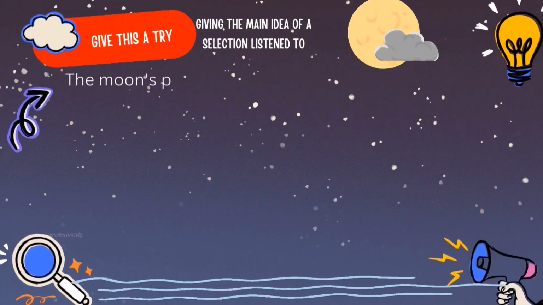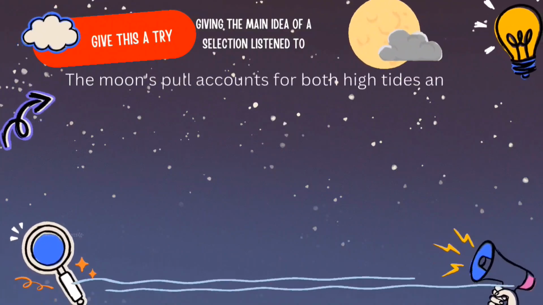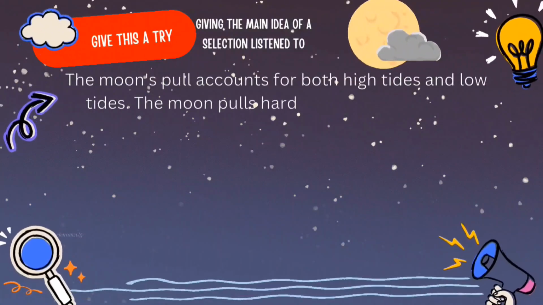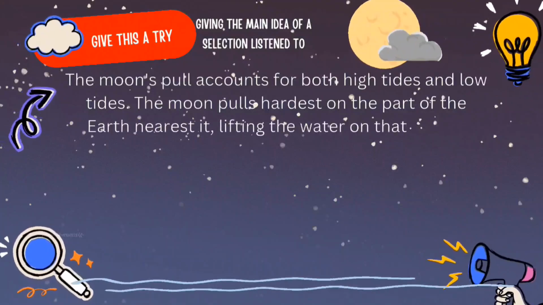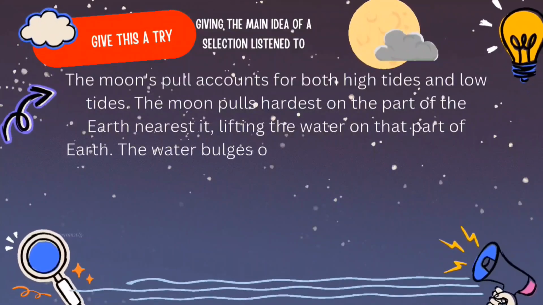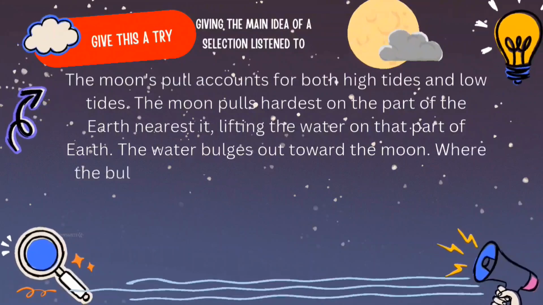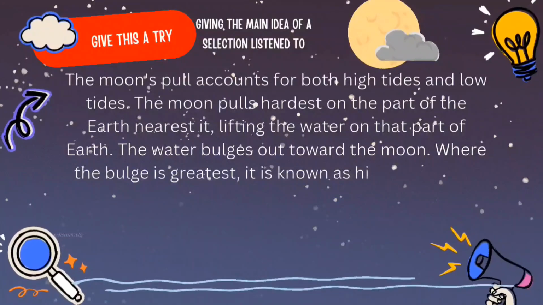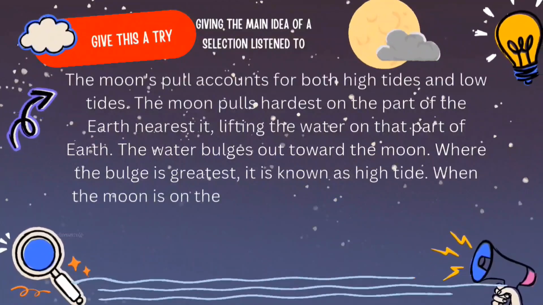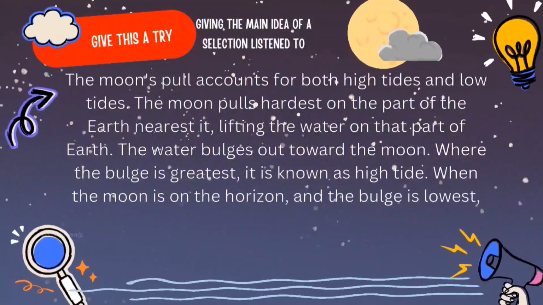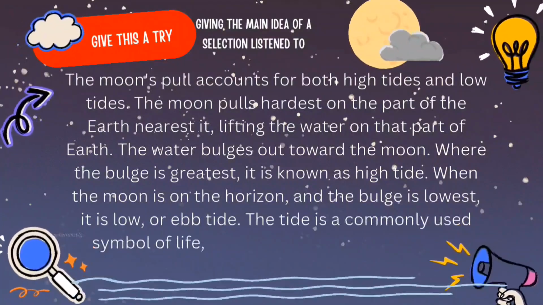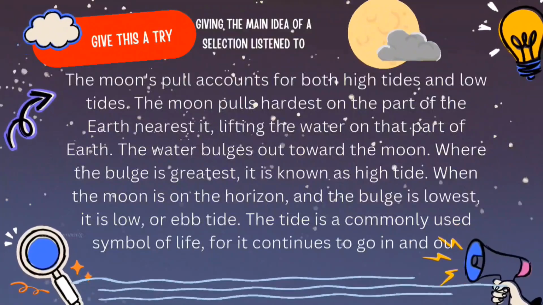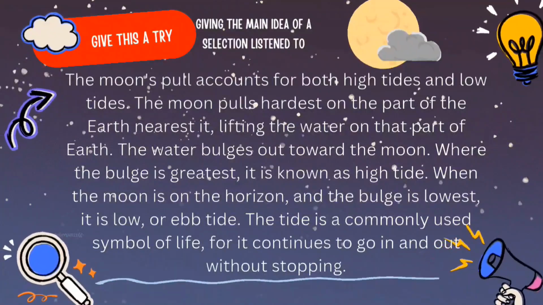The moon's pull accounts for both high tides and low tides. The moon pulls hardest on the part of the earth nearest it, lifting the water on that part of earth. The water bulges out toward the moon. Where the bulge is greatest, it is known as high tide. When the moon is on the horizon and the bulge is lowest, it is low or ebb tide. The tide is a commonly used symbol of life, for it continues to go in and out without stopping.